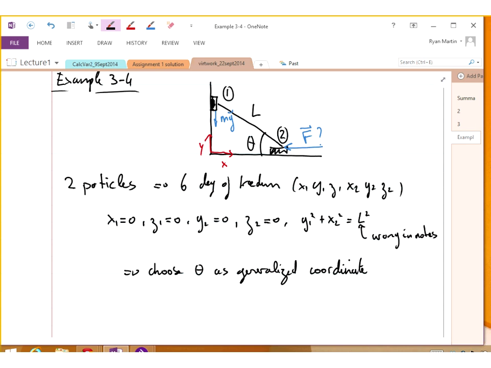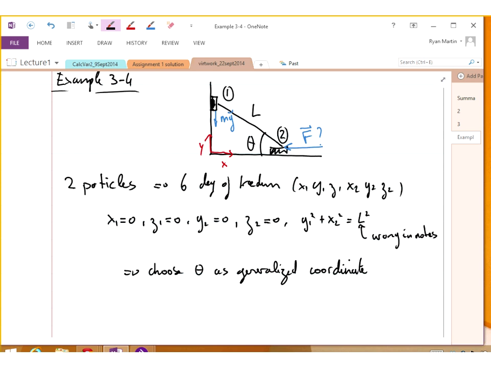So now, of course, there are other forces that I haven't drawn, right? There's a reaction force on the vertical wall, and then there's a reaction force or normal force on the ground as well. But those forces cannot perform any virtual work because they act perpendicular to any allowed displacements. Mass 1 can only move up and down, so only forces that have an up or down component can do virtual work. And mass 2 can move only left or right, so only forces that have a left or right component can perform virtual work.